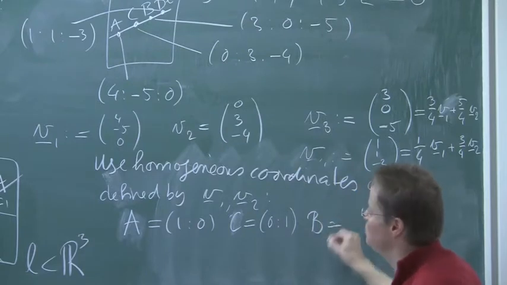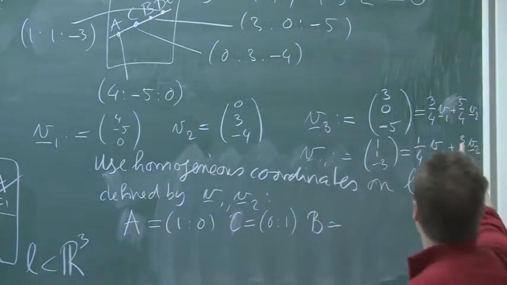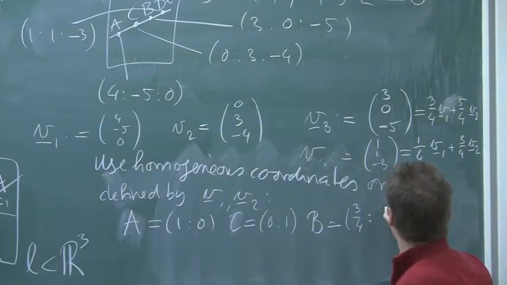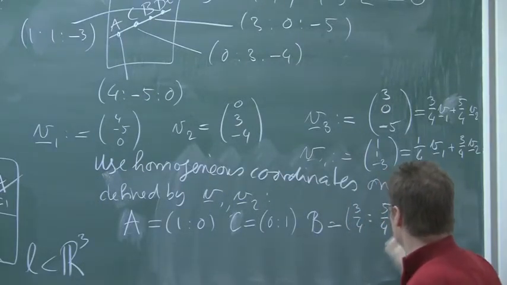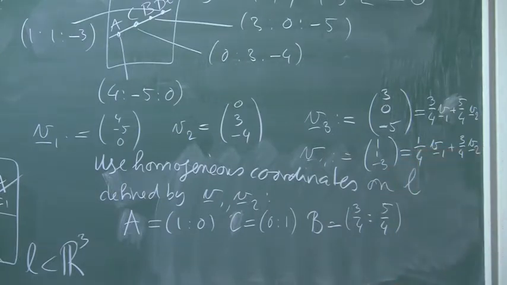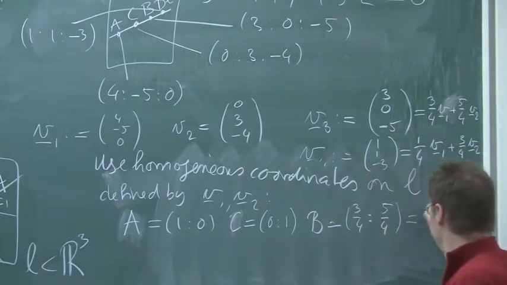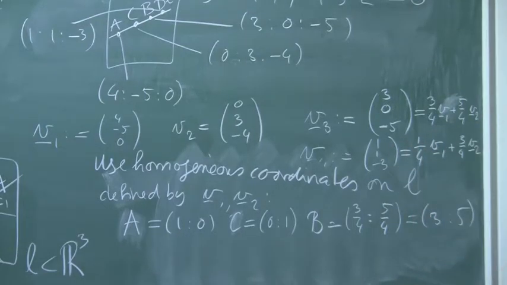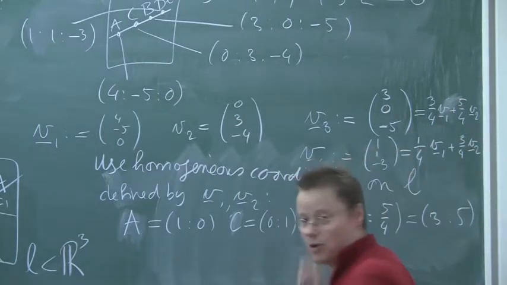Then B corresponds to V3, and that is 3/4, 1/4, 5/4. Okay? But of course here we can just use ratio 3 to 5. Yes. It's the same point. You just stated A equals 0, 1, 0, and C equals 0, 1. Okay, so now we go back to the definition of homogeneous coordinates.